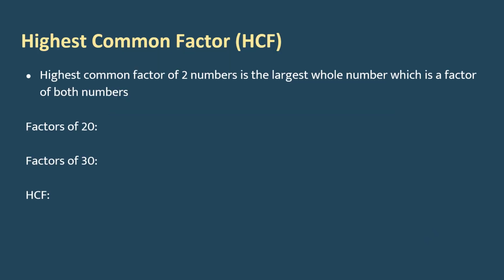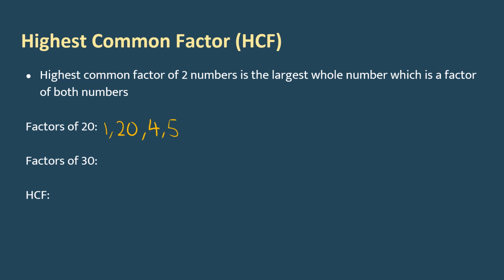Highest common factor, also known as HCF for short, is finding the largest whole number which is a factor of two or more numbers, depending on what we have in the question. A factor is a number that multiplies with another to make a given number. Here we're supposed to find the factors of 20. So what numbers multiply together to make 20? We have 1 and 20, and we also have 4 and 5.